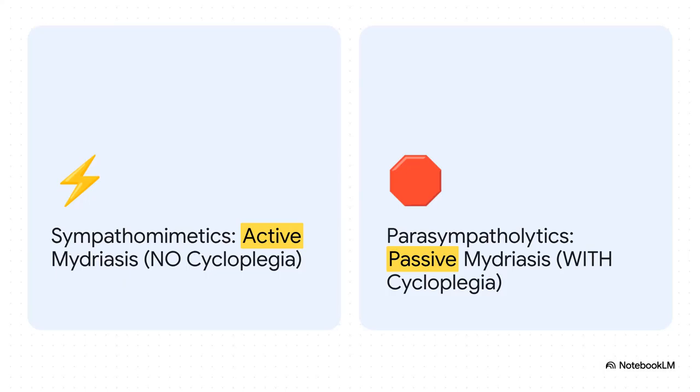So here is the absolutely crucial technical distinction between the two classes. Sympathomimetics cause active mydriasis, but with zero cycloplegia. Why? Because the sympathetic nervous system doesn't really control the ciliary muscles near focus in the same way. So if you use a drug like phenylephrine, you blow the pupil wide open, but the patient's near vision is totally intact. Parasympatholytics, on the other hand, give you passive mydriasis and completely wipe out that near vision.